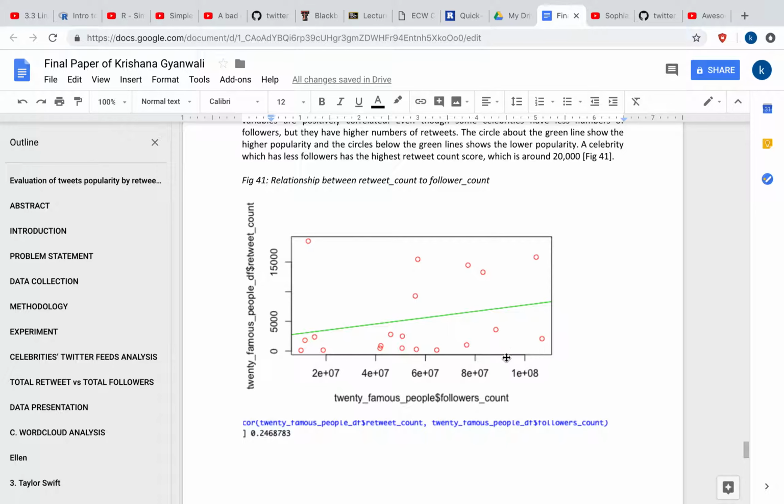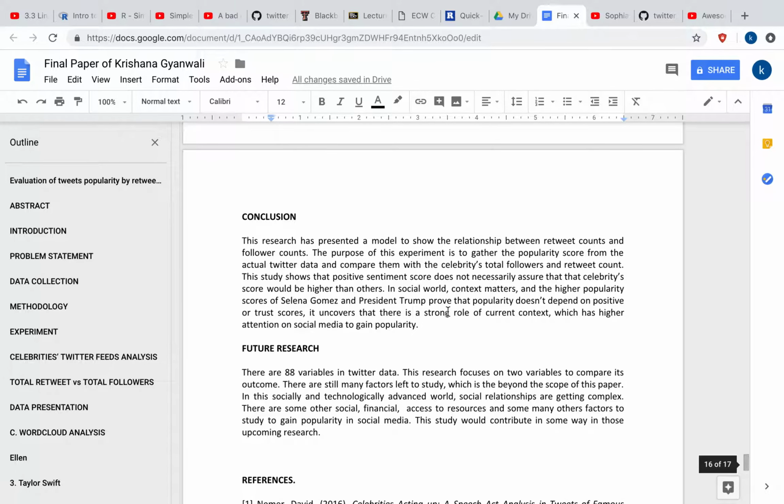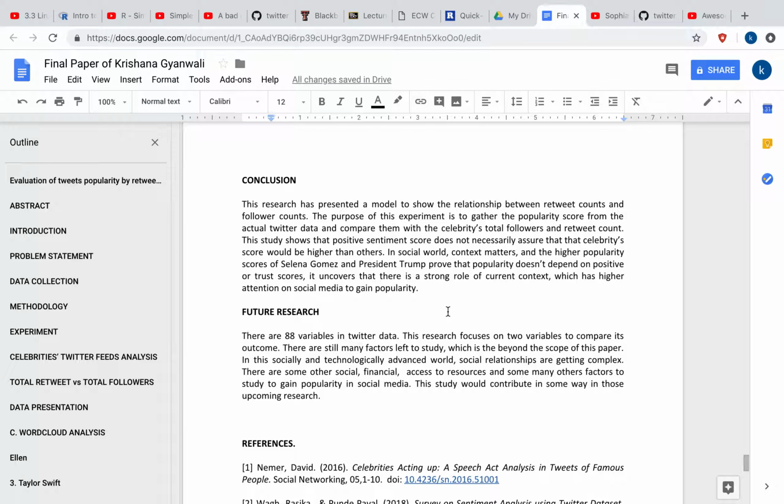Somebody might have 108 million followers, but their retweet number is low. Their retweets are less than 5,000. So that is the difference it shows, and it was tested with this linear regression model, but I just took two variables, not many. There are 88 variables at this point in Twitter, but some of the variables don't have any value, null value, and there may be some context, some other situation, or some other factors that need to be gathered and analyzed further to get the actual score of popularity.